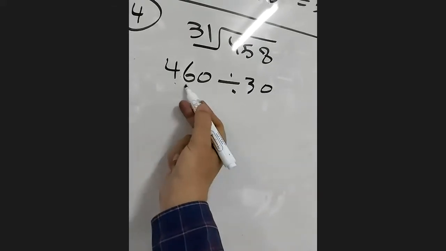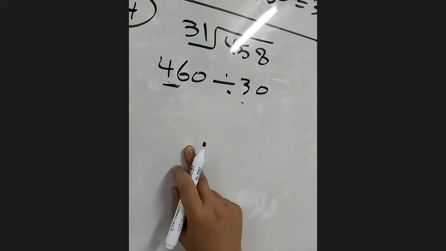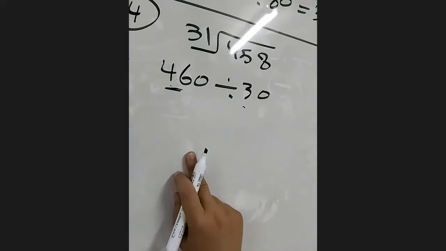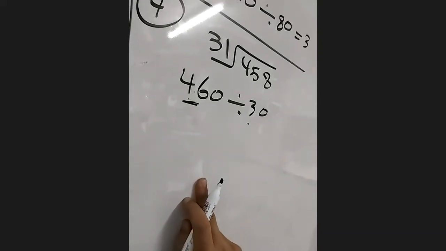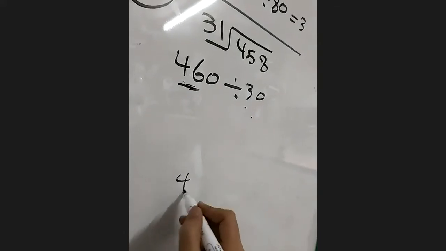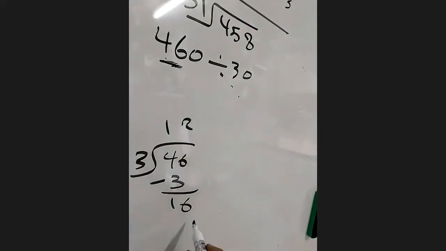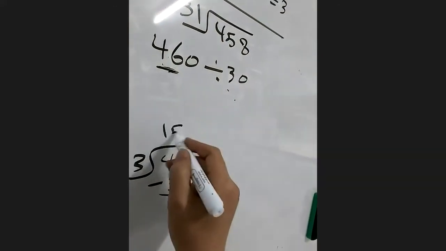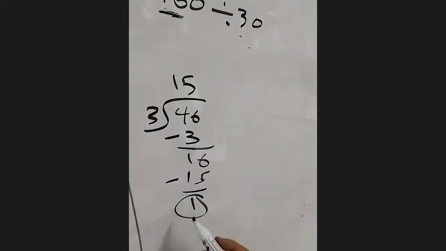Stop. Can the 46 divide by 3? No. So we will take 46. Can 46 divide by 3? Let's check. 46 divided by 3, this is 1, 3, subtract, 1, 6, 15, remainder 1. Can it divide? No, it cannot divide. We still have a remainder, right? Yes. So 46 is not valid here.